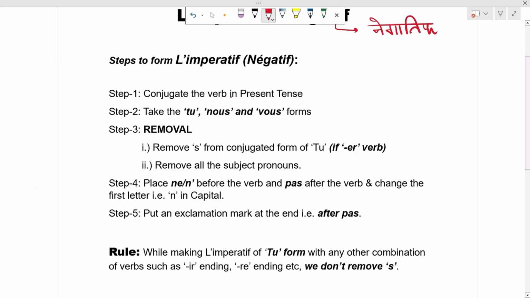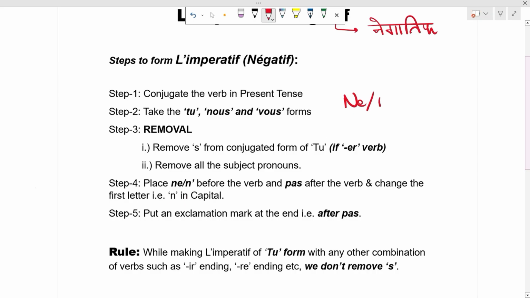Step 1, conjugate the verb in present tense. Step 2, take the tu, nous and vous forms. Step 3, removal. First, remove s from the conjugated form of tu if the verb is er ending. Second, remove all the subject pronouns. Step 4, place ne or an apostrophe before the verb and pas after the verb and change the first letter, that is n, in capital.